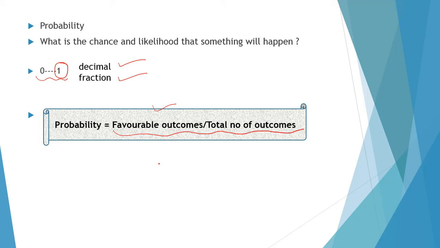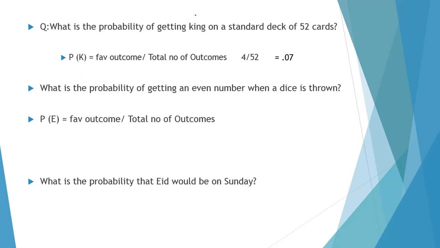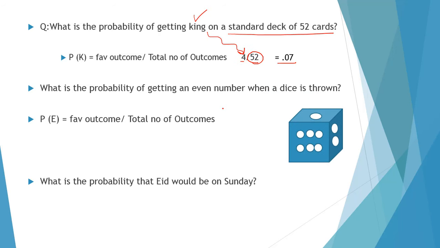There are some terms related to probability, and as we will solve the problems, we will figure out the features of probability and understand the related terminologies. What is the probability of getting a king on a standard deck of 52 cards? How many kings do we have? So our total favorable outcomes are 4, divided by the total number of cards, 52. 0.07.